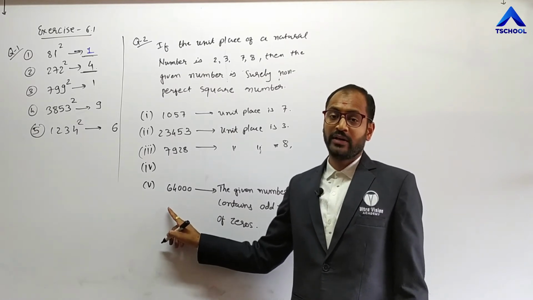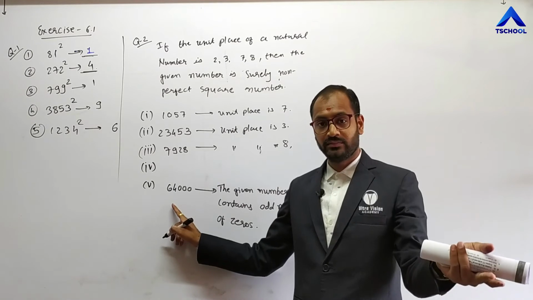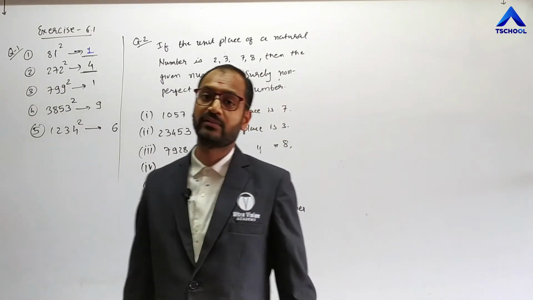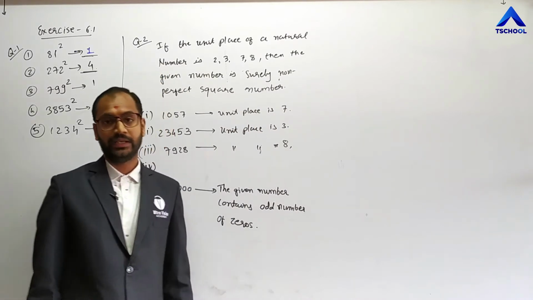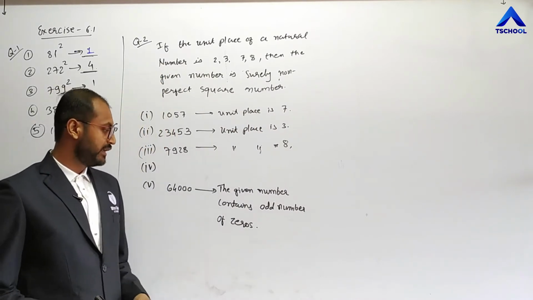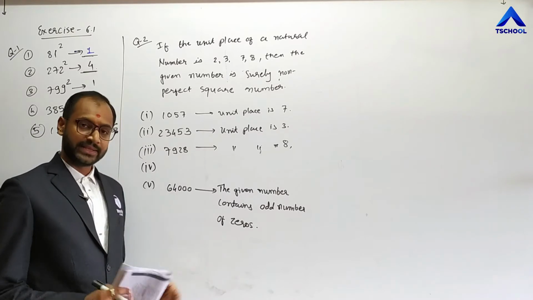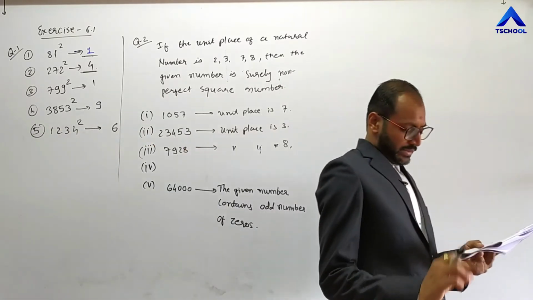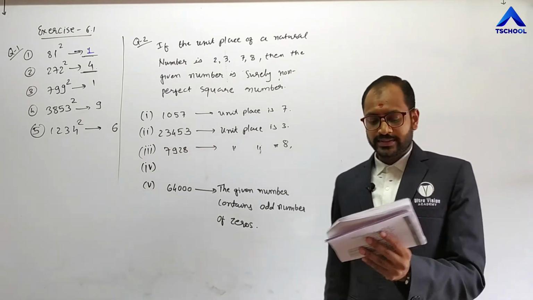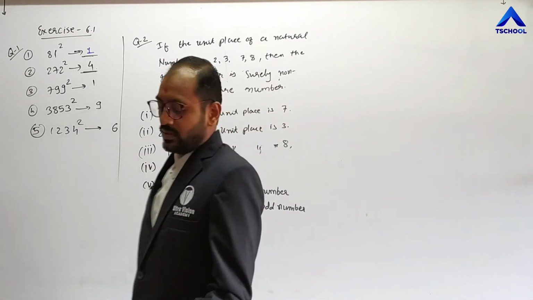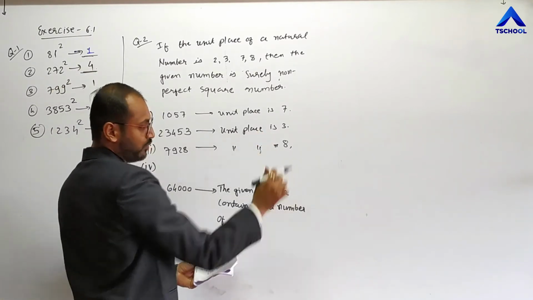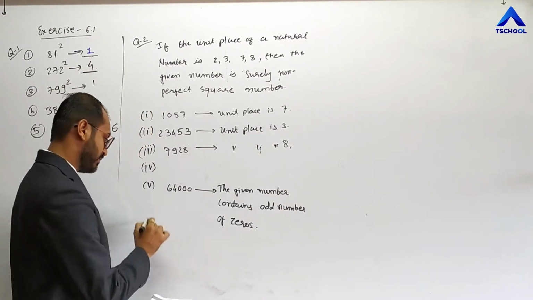Is that number a perfect square of any number? Then we can say that the whole number is a perfect square, otherwise not. Here, in this case, the given number contains 3 zeros, an odd number of zeros. Then number 6, again you may write the same answer.